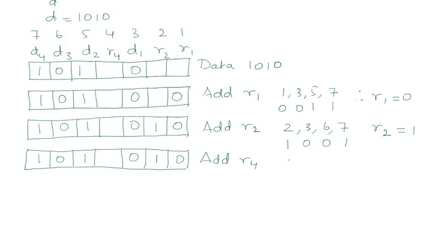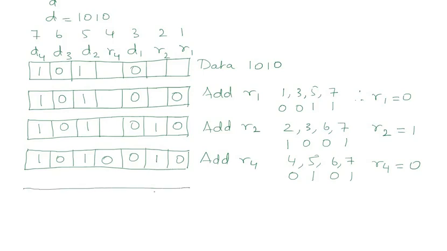For R4 we need to consider the positions 4, 5, 6 and 7. 7th bit is 1, 6th bit is 0, the 5th bit is 1. To get even parity, here we need to put a 0. So that is the value of R4. So R4 is equal to 0. So put value of 0 in this place.